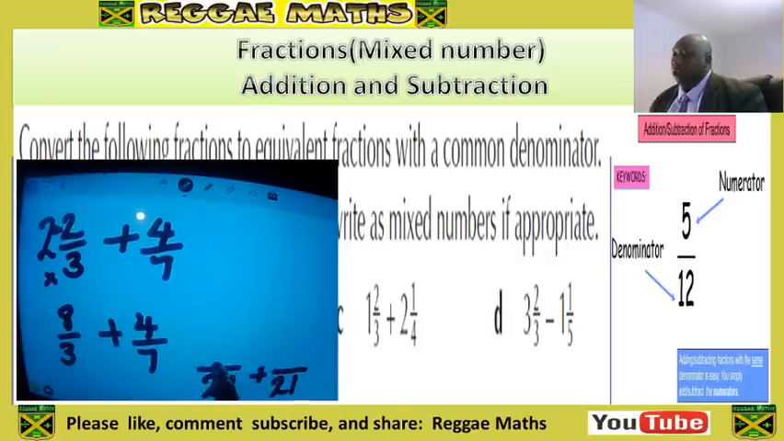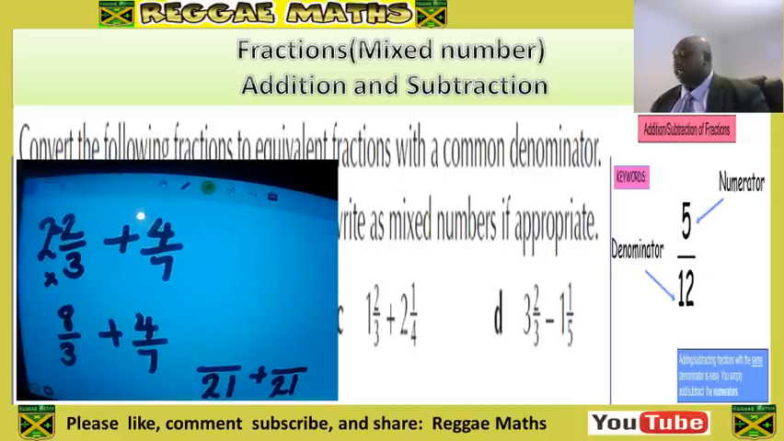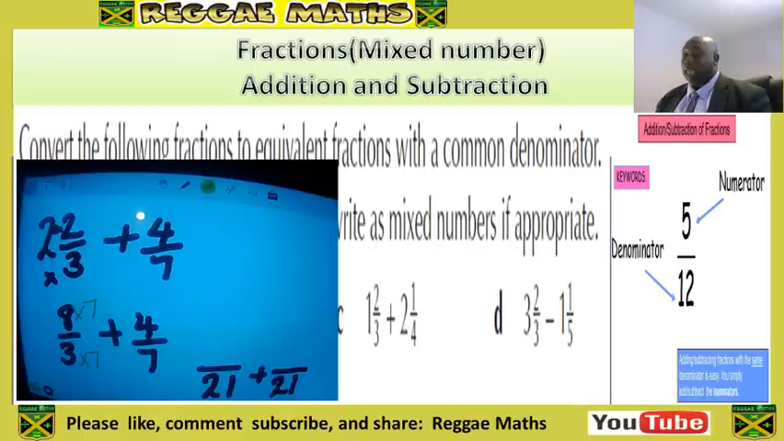So now I'm going to ask myself, what did I times by 3 to get 21? I times 7 times 3 is 21. The same thing I do to the bottom, I do to the top. So what do I need to times by? 7 times 8.